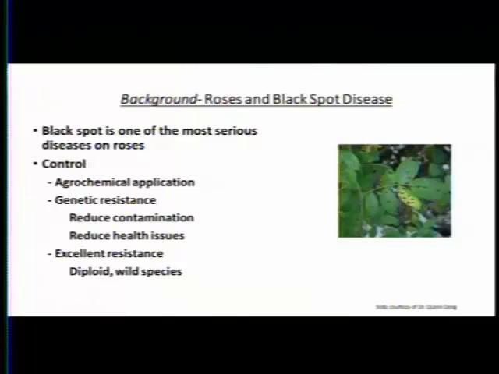People usually use agrochemical sprays to control the disease. However, we know chemicals can cause several issues for human health, and they may contaminate the environment. So in order to reduce the contamination and help us maintain our health, we'd like to introduce genetic resistance to control the disease. Based on our experience, excellent resistance sources usually come from diploid and wild rose species.